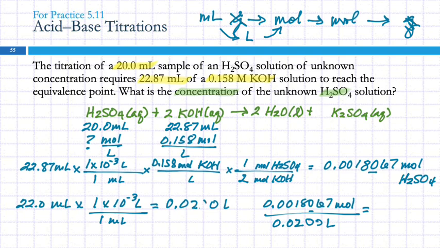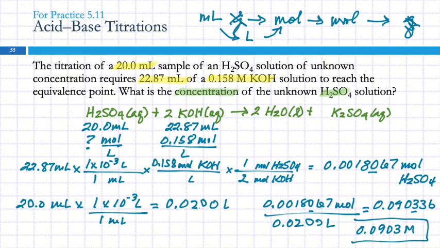The 2s are having babies or something. I don't know. It was just this one thing at the beginning that I did wrong. This is a 20, not a 22. I was just gonna ask. 0.90336 or 0.0903 moles per liter is the concentration.